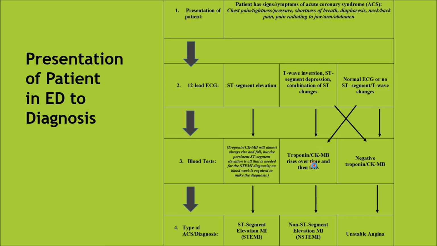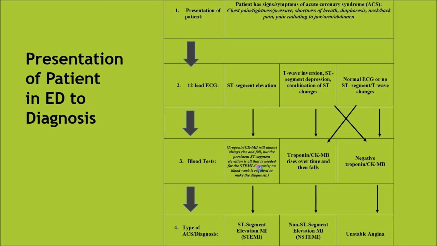If that troponin rises, but there was no ST segment elevation, we know they've had an MI, but it's a non-ST segment elevation MI because there is no ST segment elevation. If, however, they have ST segment elevation, they have had a STEMI, or an ST segment elevation MI.